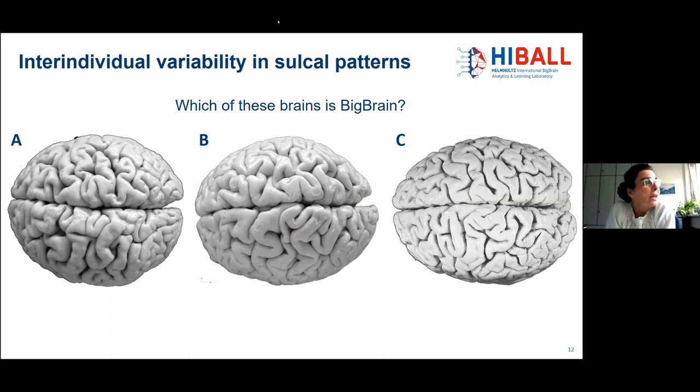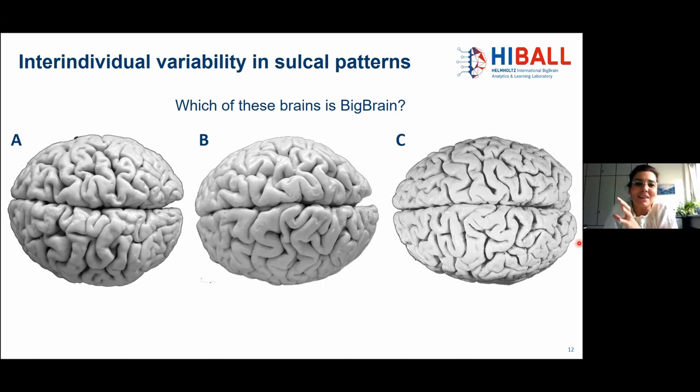Yes, there's an A and there's an A. Very good. Oh, everybody's saying A. Nice. There's a little B there. No, but it wasn't. Okay, A, very good. And another A, thank you. It is brain A. Brain A is the big brain.